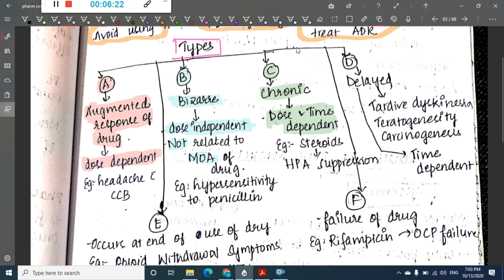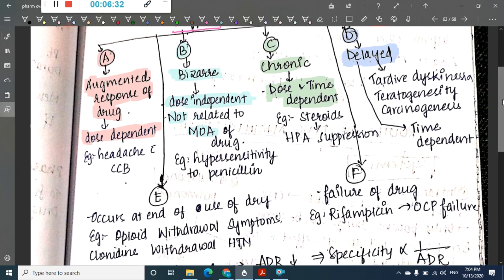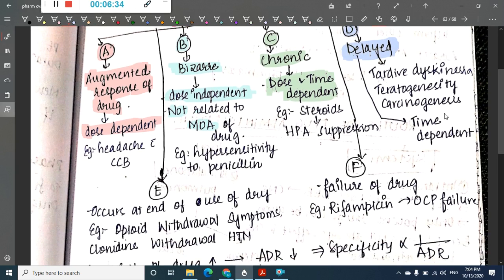Then we have D. In D, we have delayed response. This delayed response can be tardive dyskinesias, teratogenicity, carcinogenesis. All these will involve delayed response. This is time dependent.